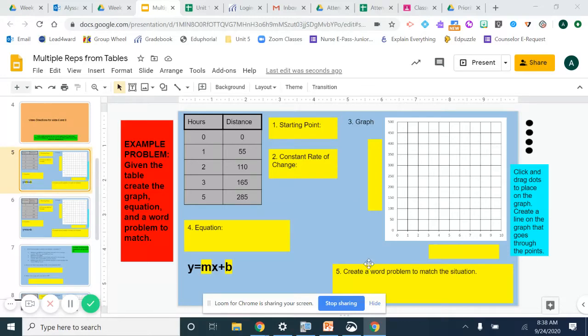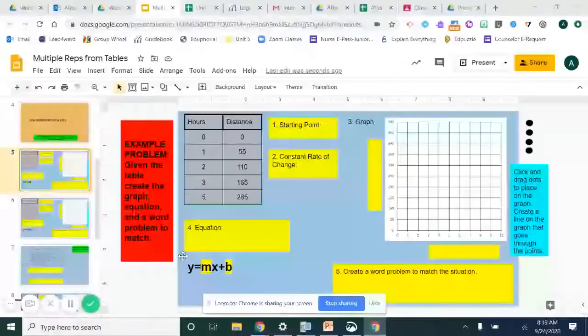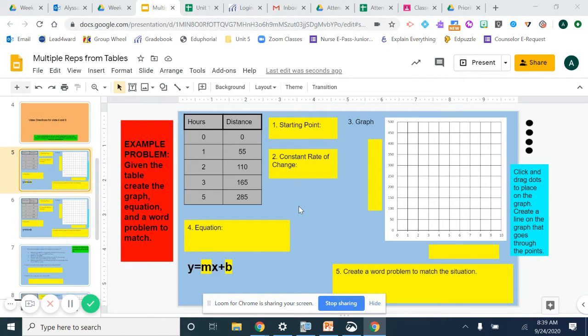Hey guys, so I am going to be going over today's example problem, which you'll find on slide 5. It says, given the table, which is right here in gray, create the graph, equation, and a word problem to match the table. Okay, so if I look here, it looks like I am comparing hours to distance.